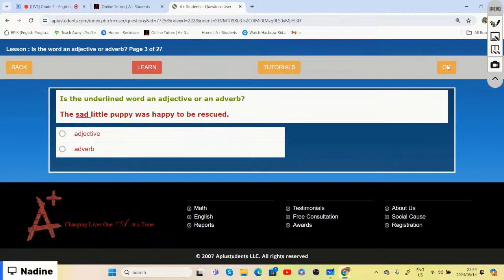Remember, if you describe someone or something, you can say, "Oh, you are so happy and beautiful." So there's two words that would be describing that noun. And they described the puppy as sad and little, right? That is how the puppy is being described, sad and little.